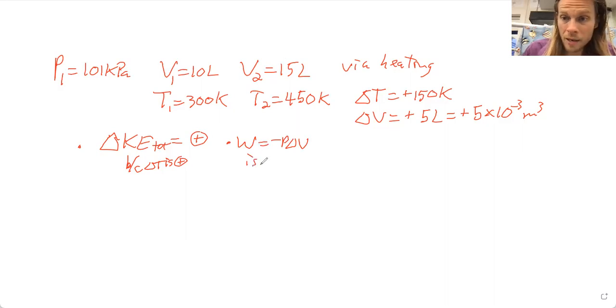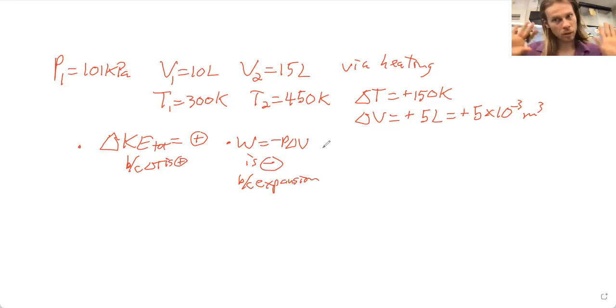Well, this is an expansion. So this is actually losing energy because of expansion. The molecules are hitting an expanding wall, losing energy. You can think of it as them pushing on the wall, therefore giving energy to the outside system. They're losing energy in that process. Either way, expansion is a negative value, which means Q is positive.